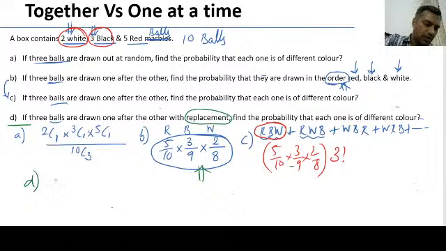Good. Again, the order is not important. Why? Red, blue, white may come, or you may say that first is red, but then it is white followed by black. Likewise, you can write this. That is nothing but 3 factorial, because there are 3 different colors.